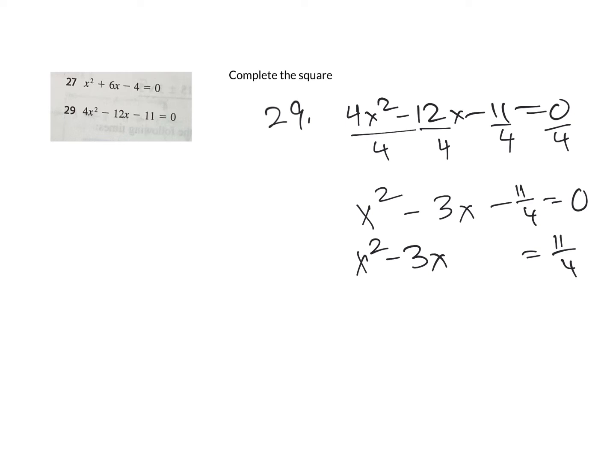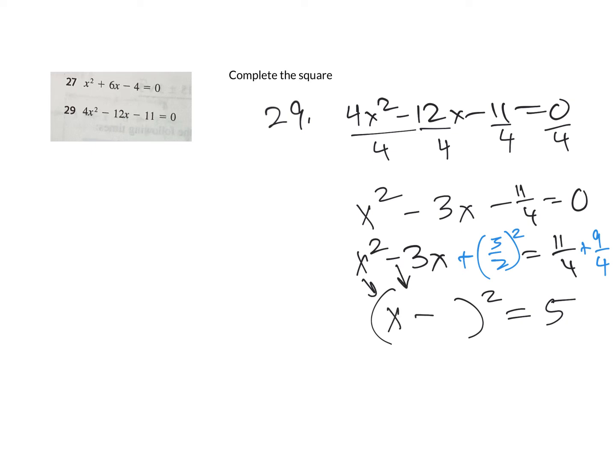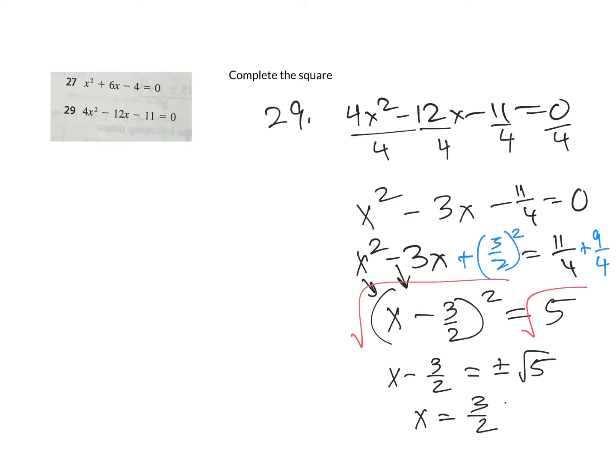Now let's complete the square. 3 over 2. It doesn't matter if it's negative because it's going to become positive. That's 9 over 4. So we're going to add 9 fourths to both sides. And now we have our typical setup. 11 plus 9 is 20. 20 over 4 is 5. So we have x minus 3 over 2, b over 2 is where that is from, all right? And then we take the square root of both sides. So x minus 3 halves equals plus or minus the square root of 5. x equals positive 3 halves plus or minus the square root of 5. And that's your answer.